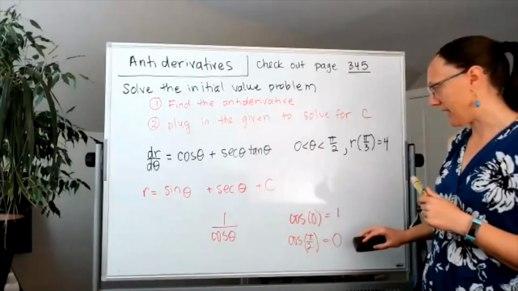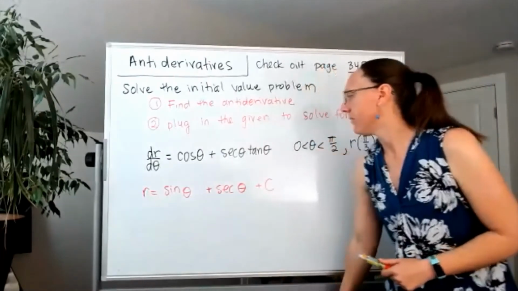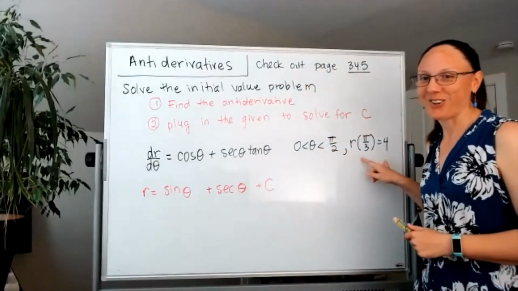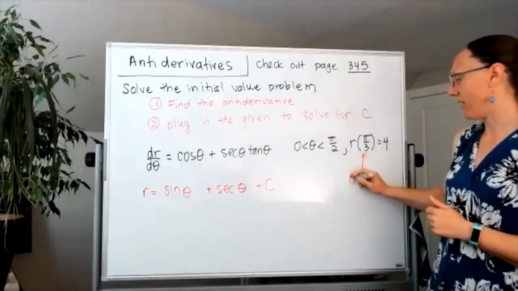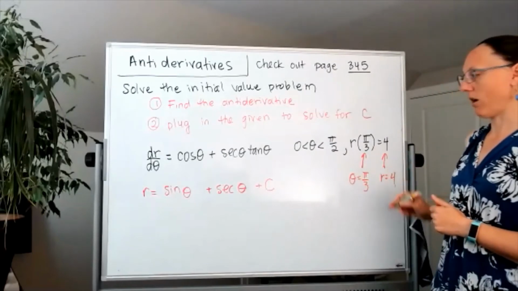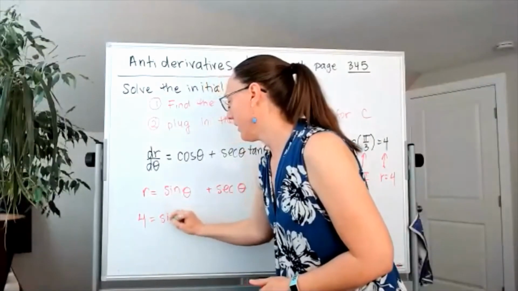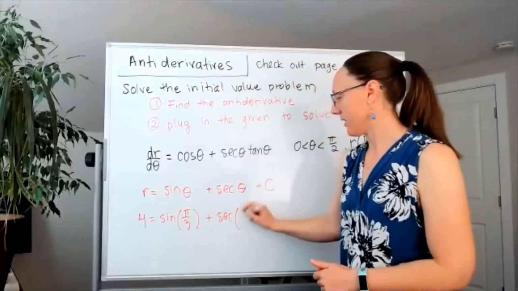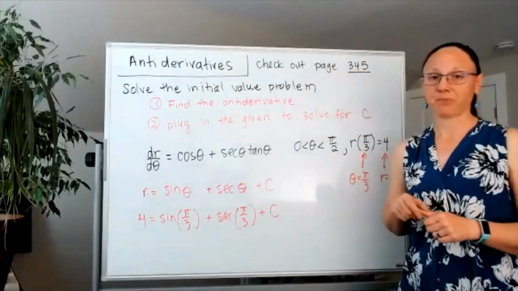So back to here to finish off our question. Now I'm going to plug in the thing we know. So the notation means this is telling me that theta is equal to pi over 3 and r is equal to 4. So I'm just going to plug those in. I'll have 4 is equal to sine of pi over 3 plus secant of pi over 3 plus c.